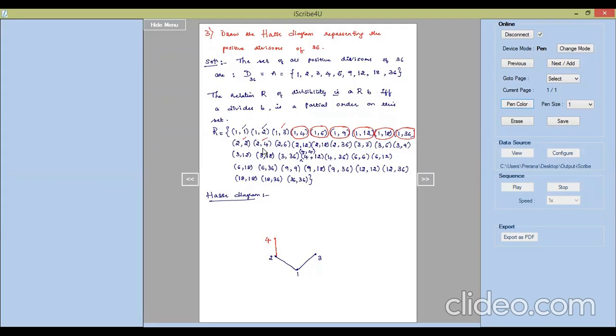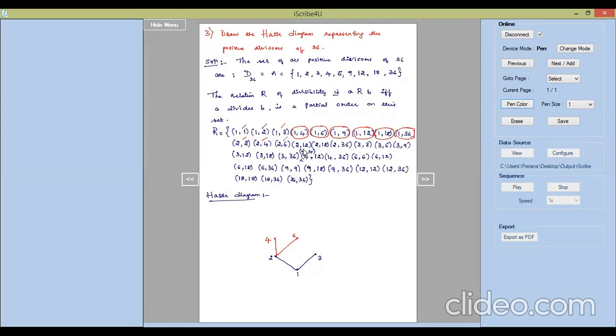2, 6. 2, 6 I have to draw an edge, no? Because see, we observe that 2 comma 6 is nowhere related. 1, 2, 2, 6 is not there. So 2, 6 should be directly written as an edge. So 2 to 6, let us write down an edge. Next we have 2, 12.